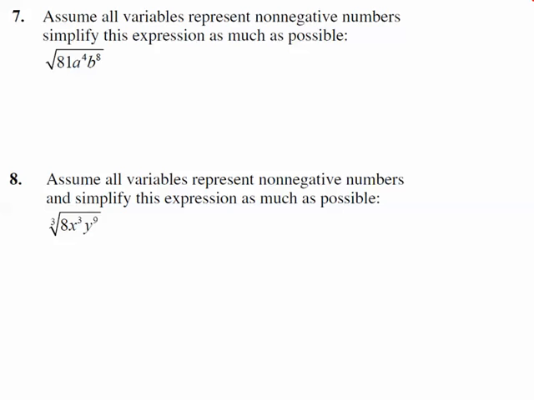Number 7, number 8. One little thing it says on the homework, sometimes it says this, sometimes it doesn't. We have to assume all variables represent non-negative numbers. We just figured out the problem, right? If there was a negative 5 in here somewhere, negative 7, then square roots won't happen at all. So assume that the a and the b are just positive numbers.